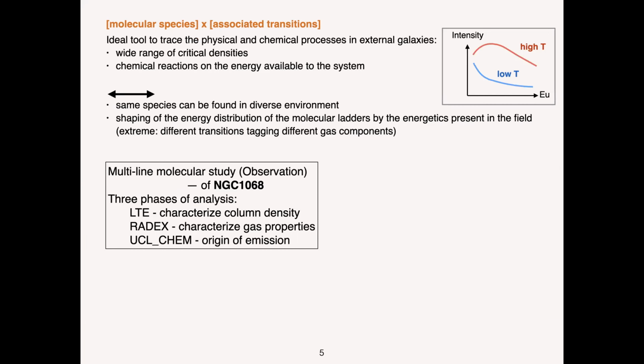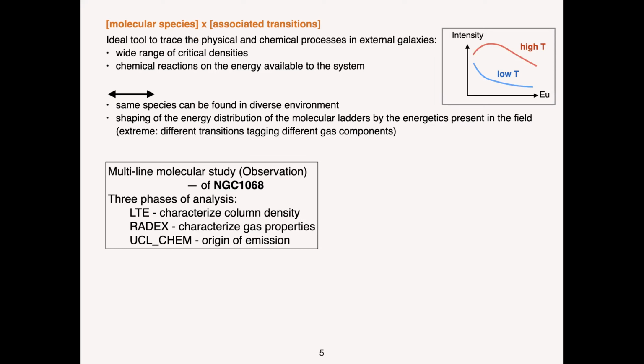With this, we would like to carry out a more systematic investigation into this shock chemistry. So we performed a multi-line molecular study. By that, I mean we utilize several molecular species, and for each species, we also need multiple transitions at the same time. This is a very ideal tool to trace physical and chemical processes in external galaxies, because it covers a really wide range of critical densities. Multiple species are sensitive to different densities already.